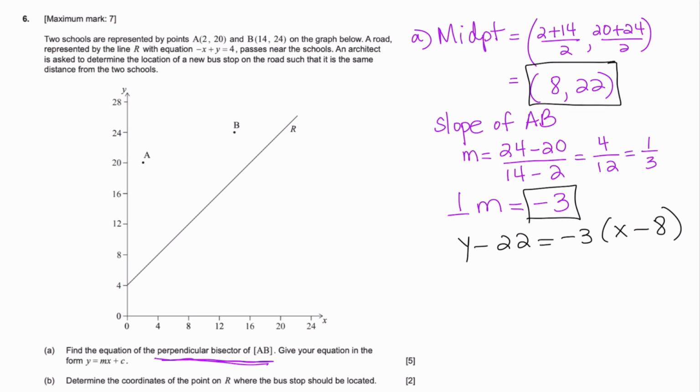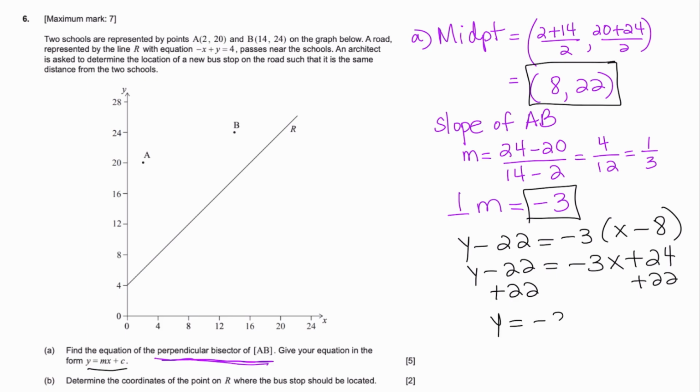Now I'm going to rewrite it and I'm going to give them the answer in y equals mx plus c form because that's what they're asking for. If they had not asked specifically for y equals mx plus c, which is gradient intercept form, you would have been fine giving them the answer exactly the way we've written it right now in point slope form. So here I'm going to distribute: y minus 22 is equal to -3x plus 24. Add 22 to both sides.